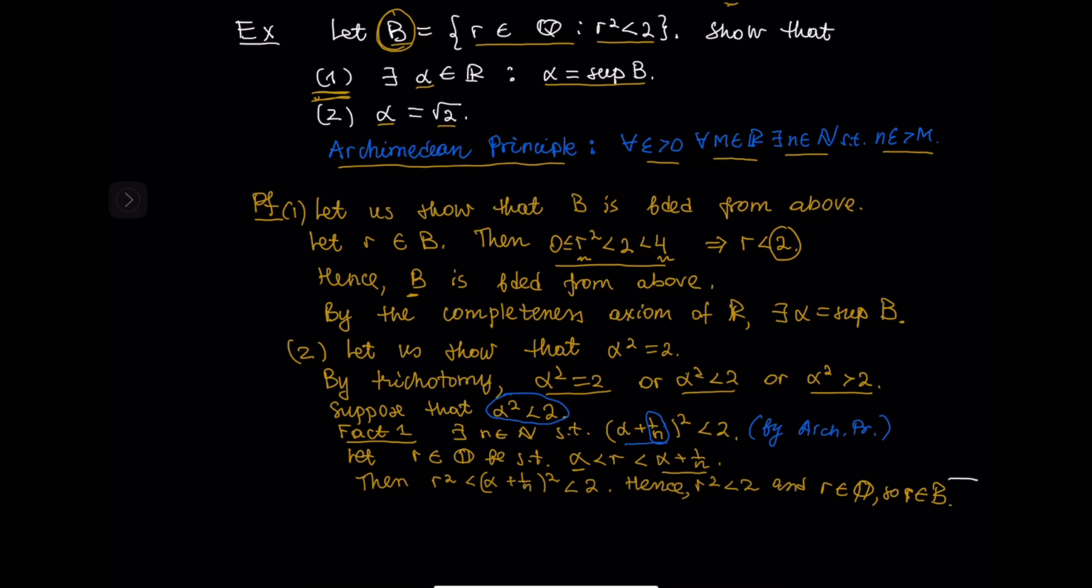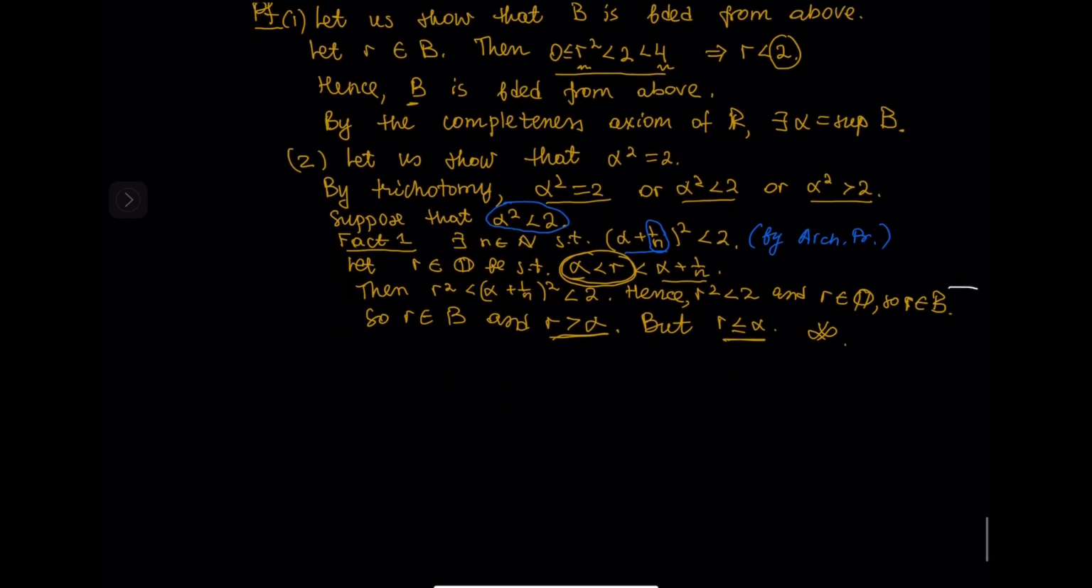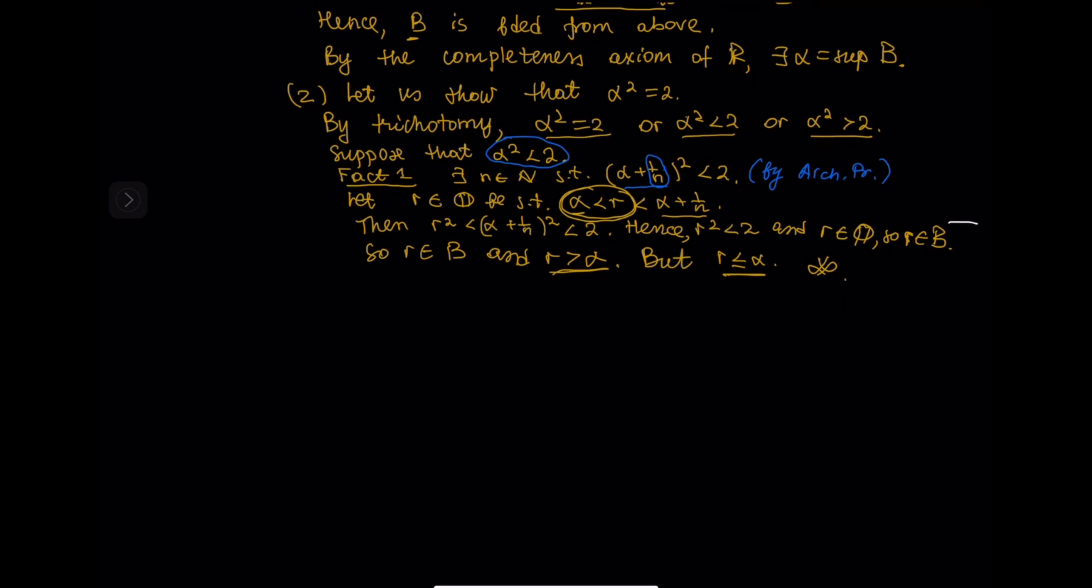So what did we get here? We obtained that r is an element of B and r is larger than alpha. But alpha is a supremum of B, so alpha is an upper bound of the set B. So r should be less than or equal to alpha. So we have a contradiction here. Okay, so alpha squared less than 2 is not true.